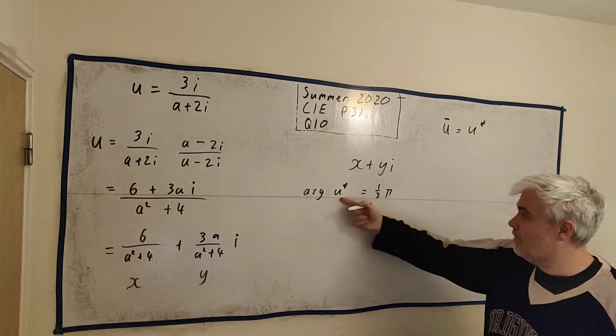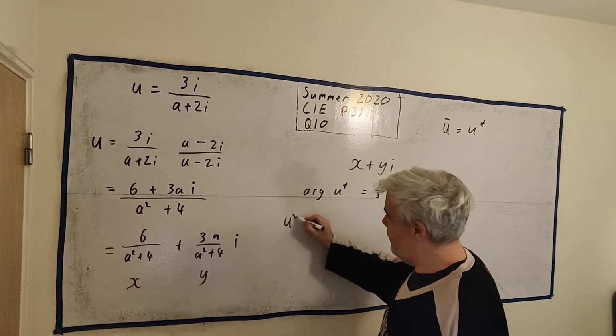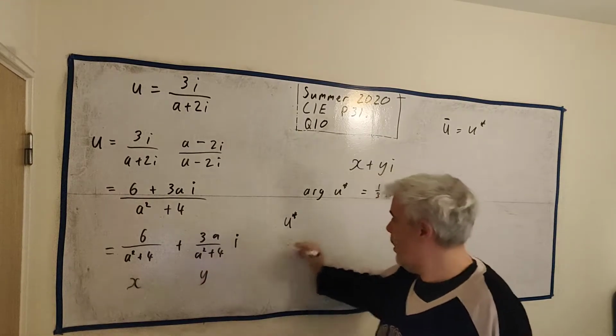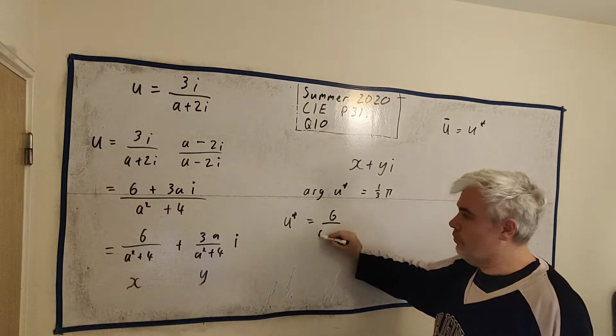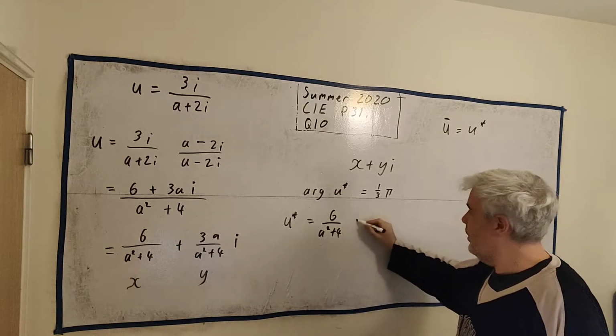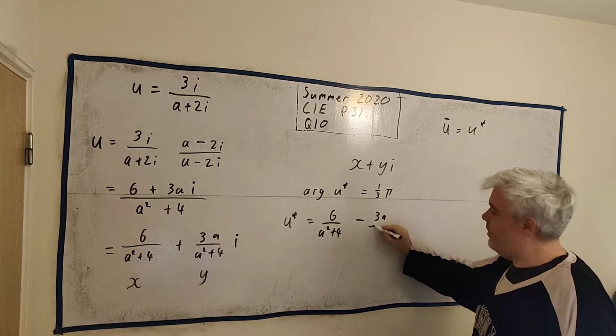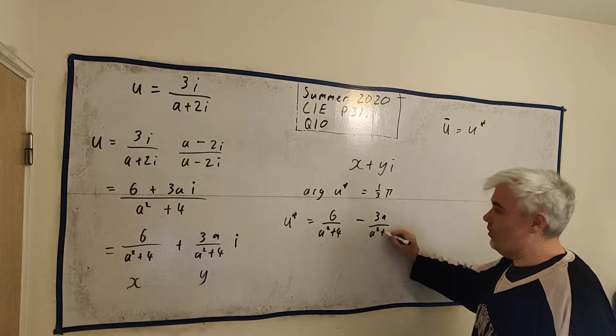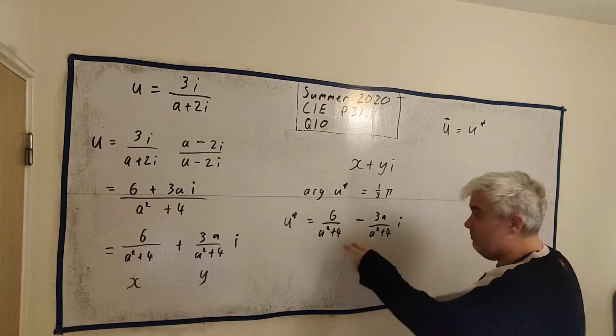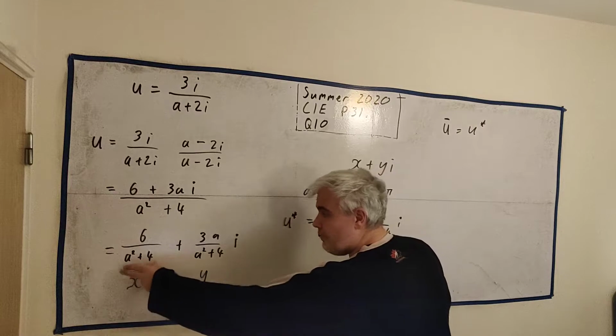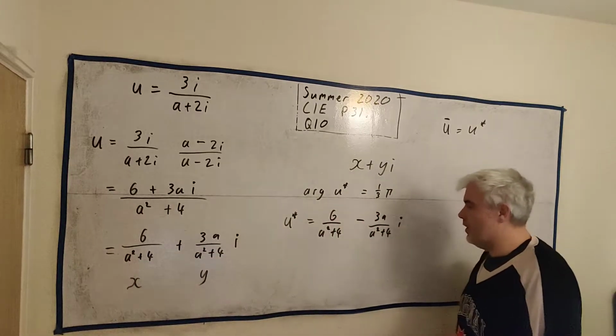So first of all, we need u star, our u conjugate. u conjugate is just equal to 6 over a squared plus 4, minus 3a divided by a squared plus 4, i. That's all the difference a conjugate is, once we have the real and imaginary terms separate.